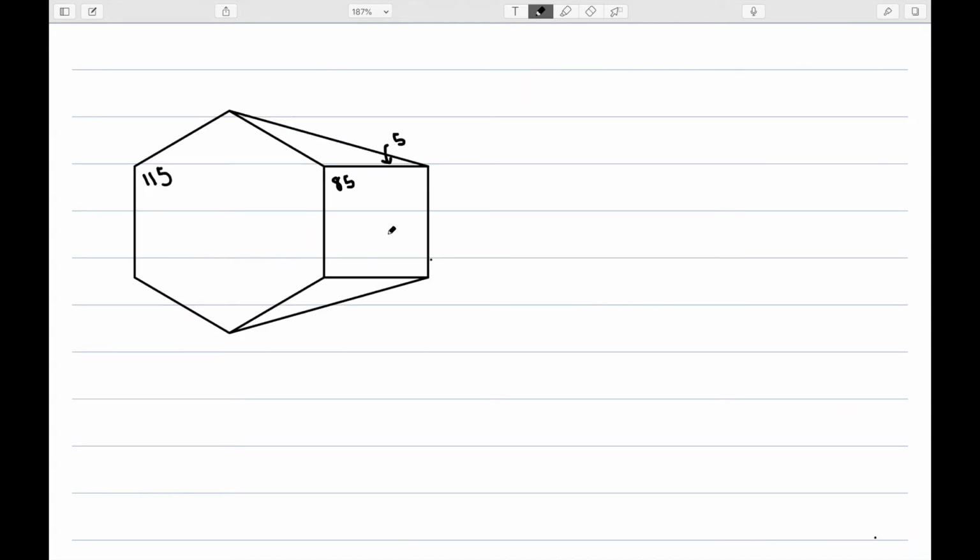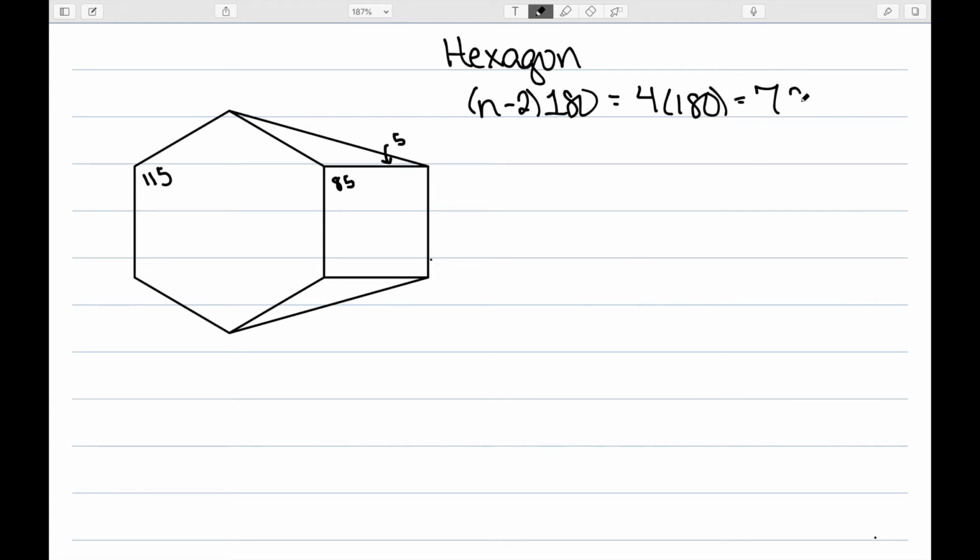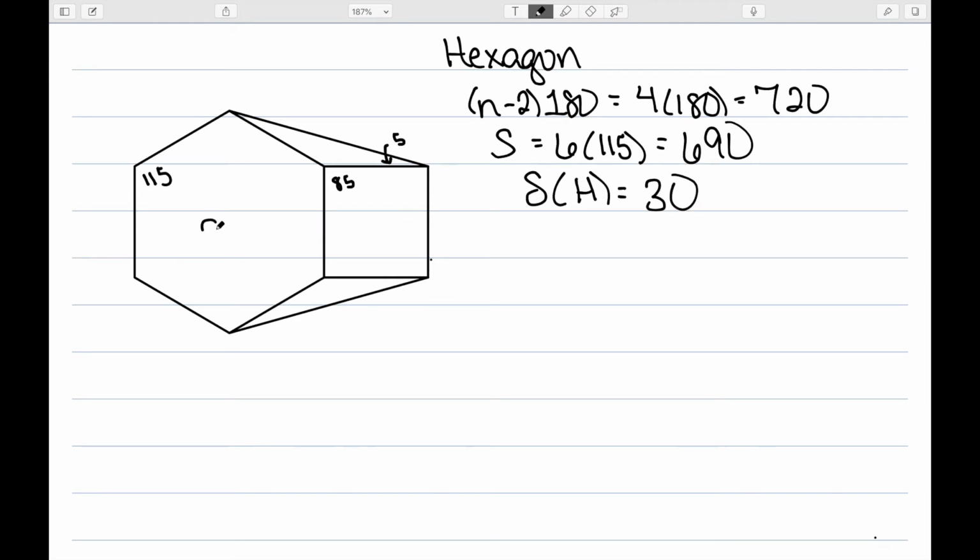Here I have a regular hexagon, a regular quadrilateral, and two isosceles triangles, and I want to find the defect of each of these shapes. I'm going to start with the hexagon. We know that it should be n minus 2 times 180. Since n is 6 for a hexagon, that would be 4 times 180, which is 720. However, we really have 6 angles, each 115 degrees, which gives me 690. So the defect of my hexagon is 720 minus 690, or 30.